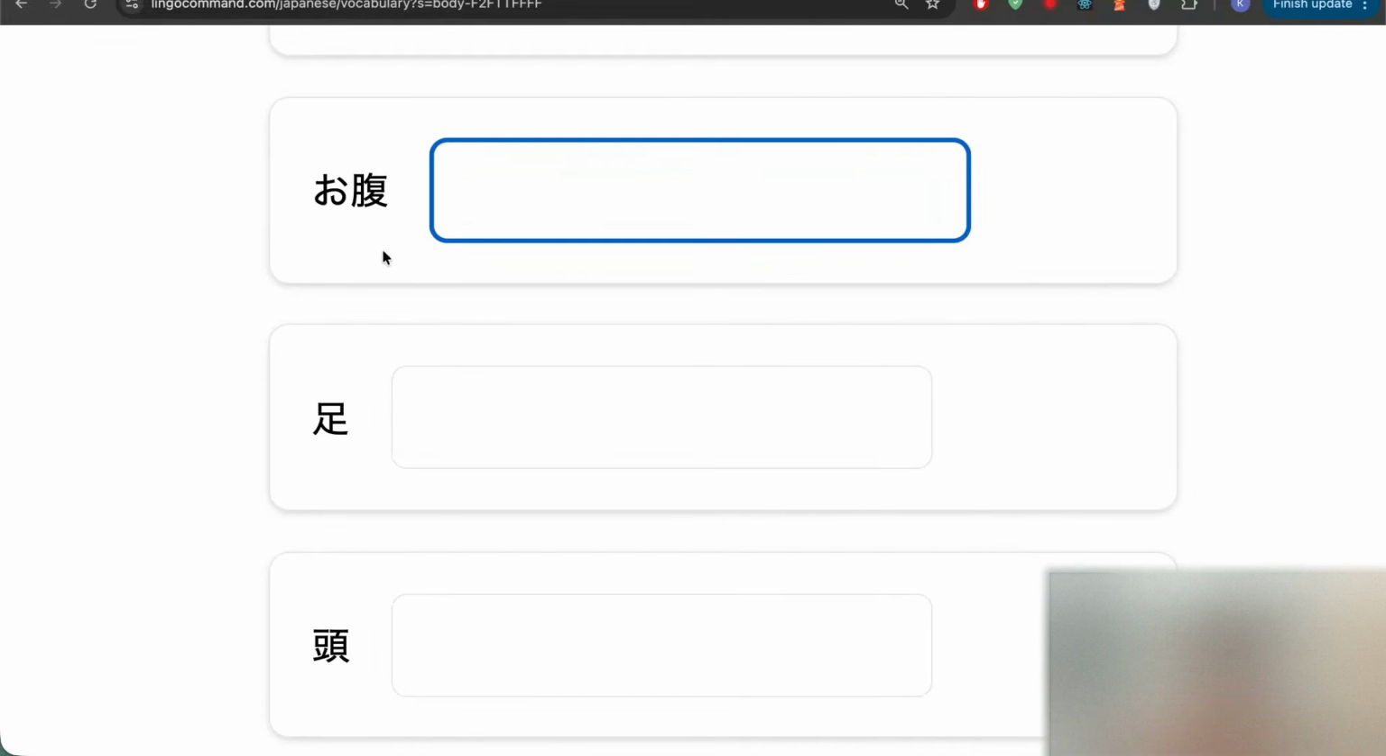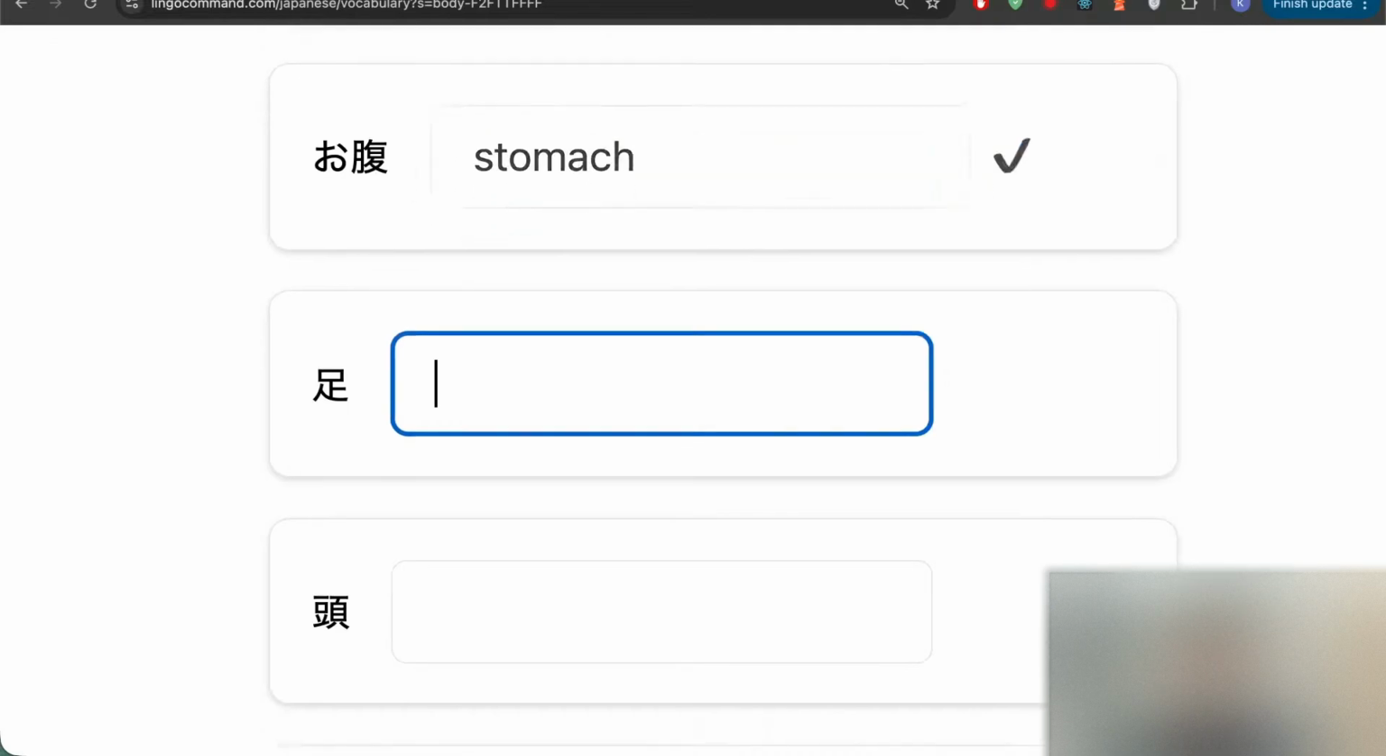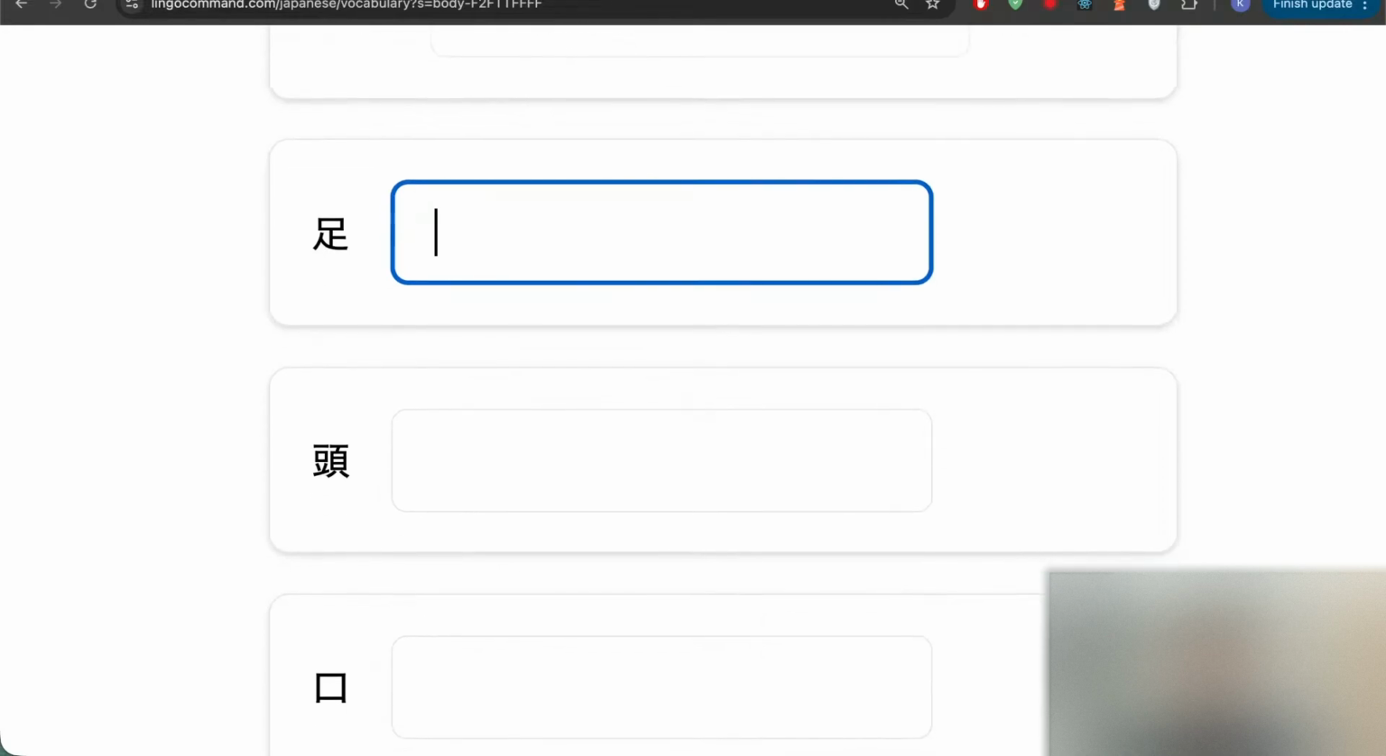So the furigana for that kanji on the right is naka, I presume. But in any case, let's put in stomach. And then this kanji here, its pronunciation is ashi. Now in Japanese, both leg and foot are both called ashi. And so we can type either answer here. So let's just put leg.